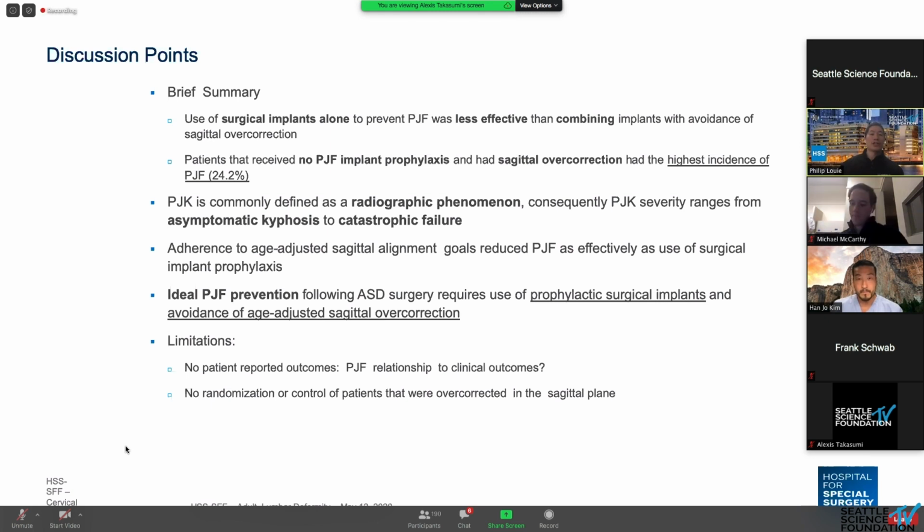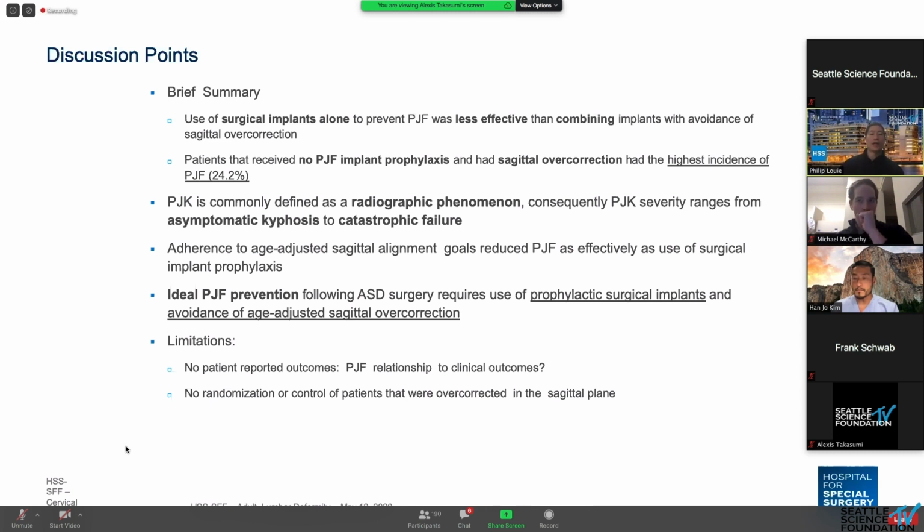Again, we know that PJK is a radiographic phenomenon, and the severity can range anywhere from asymptomatic kyphosis to a catastrophic failure. But it's important to remember that we should focus on these age-adjusted sagittal alignment goals because it may reduce PJF as effectively as the use of surgical implant prophylaxis alone.